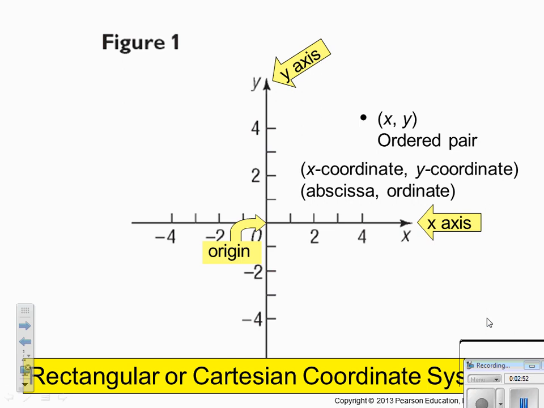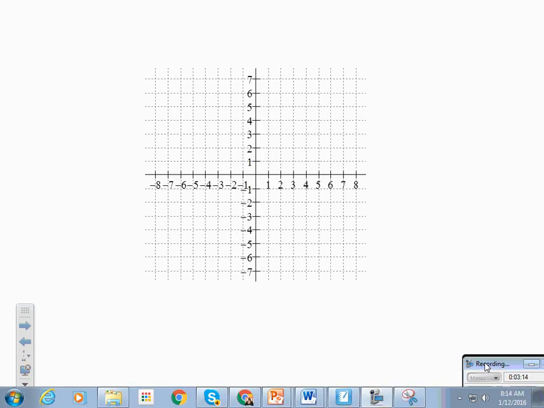The way you can remember it is abscissa comes before ordinate: A comes before O in the alphabet, X comes before Y in the alphabet. So if you have to make a decision between abscissa and ordinate, go abscissa. That's alphabetized the same way as X and Y are alphabetized, first and second. No need to write this down. This is also just a review.